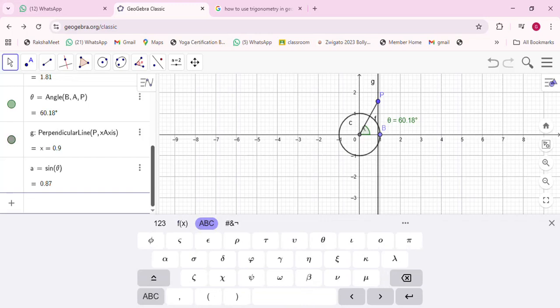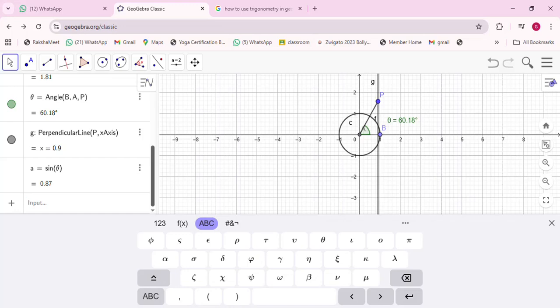Now I can check with the calculator, so I will click here. You can see the calculator, and here you can take the trigonometric scientific calculator, and you will write the angle 60.18 and find the sine of the angle. You can see 0.8675. So by rounding it becomes 0.87. So this is the sine of the angle.